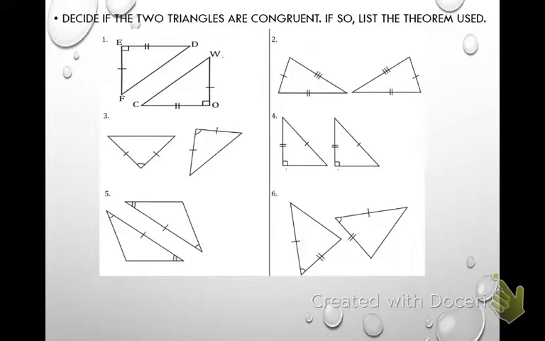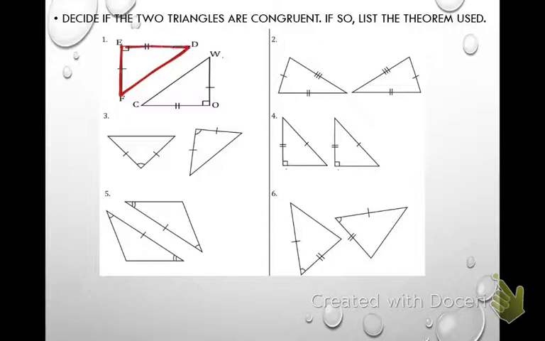In number 1, what kind of triangle are both the triangles? Right triangles. So whenever you have a right triangle, you need to ask yourself, is this hypotenuse leg? So where's the hypotenuse in comparison to the right angle? It's on the other side, right? Is my hypotenuse marked congruent to my hypotenuse? It is not. So is this hypotenuse leg? No. So we can move on and try the other theorems.